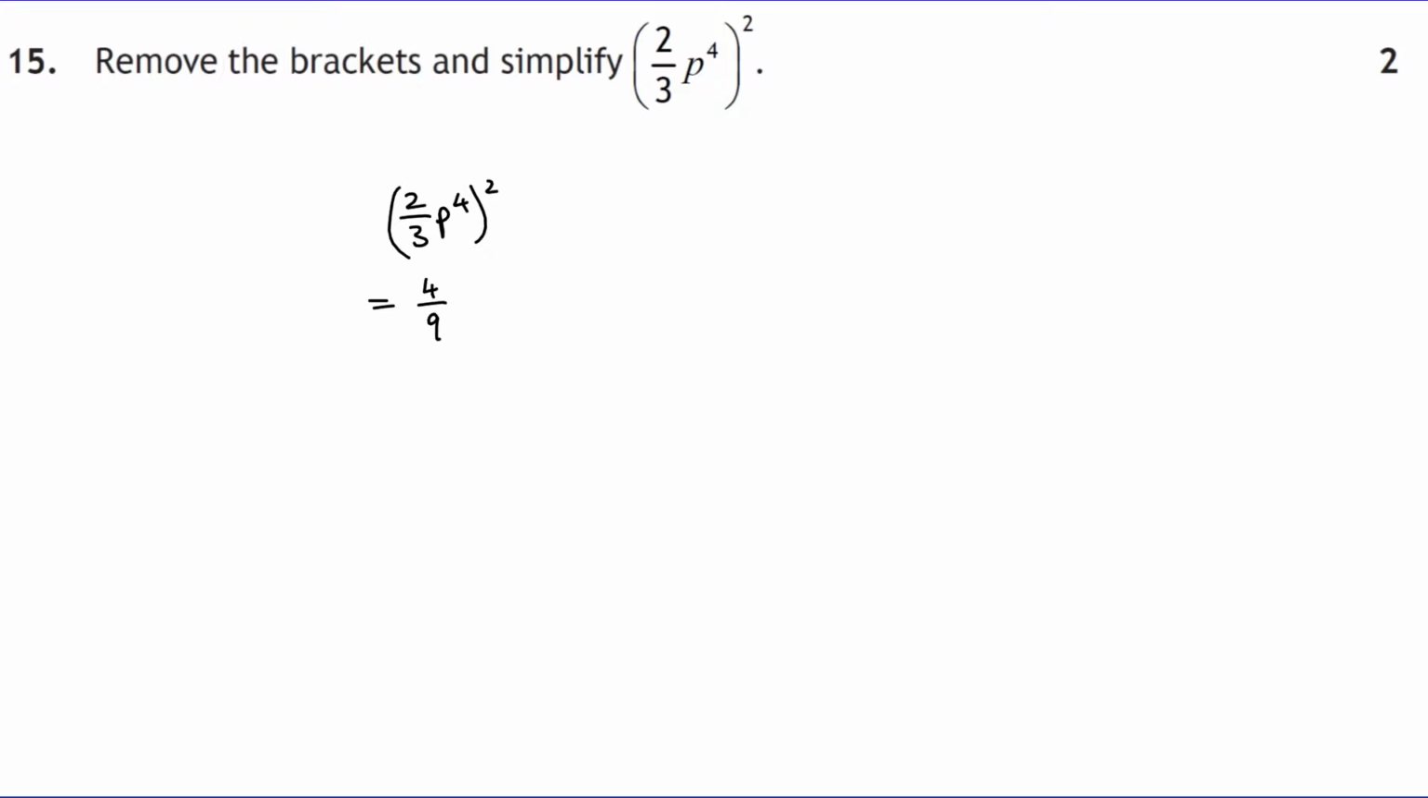We then use our indices rules for a power of a power, which tells us to multiply. So 4 times 2, so we're going to end up with p to the power 8. Okay, and that's our final answer there. So you're getting 1 mark for the 4 over 9. That's a funny looking 9, actually looks a wee bit like a Q. Let's fix that. There we go, 4 over 9. And another mark for the p to the power 8.